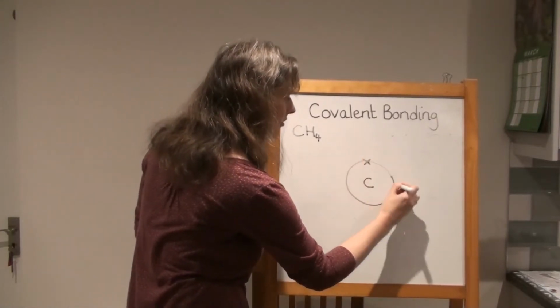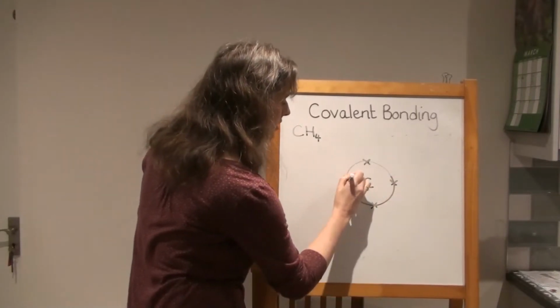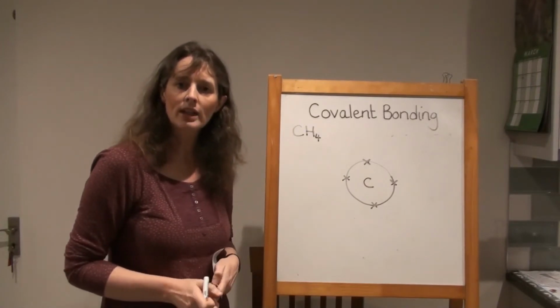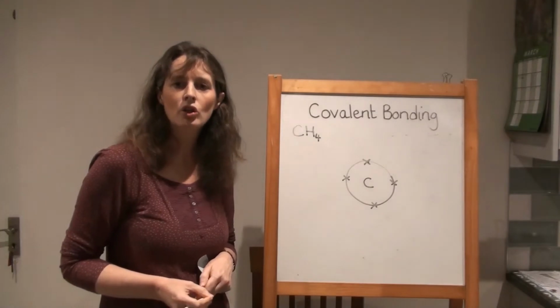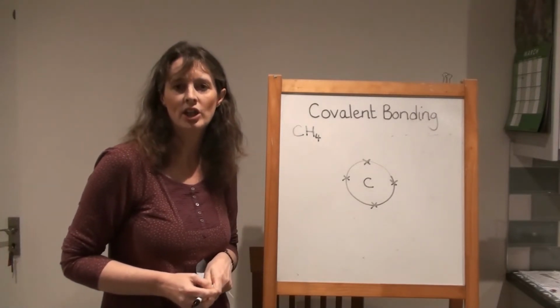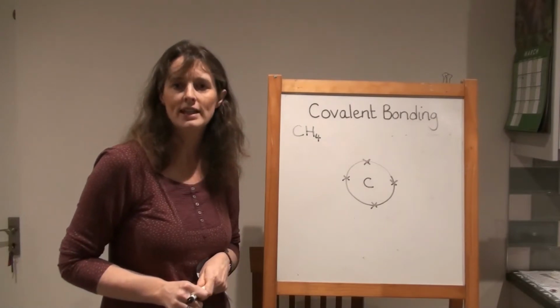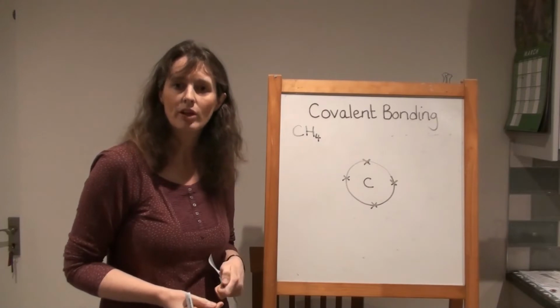So carbon has 4 electrons, so I'm going to put those round as 4 crosses. Now it's joining with hydrogen, so hydrogen is a bit like our non-artist within our analogy, and hydrogen has just 1 electron in its outer shell, but of course it wants to have 2.